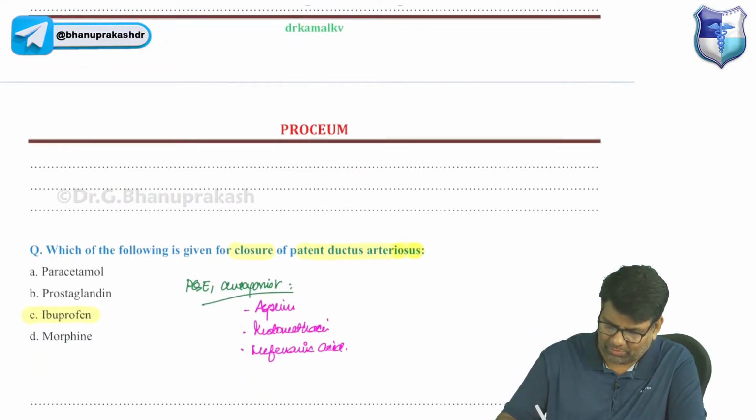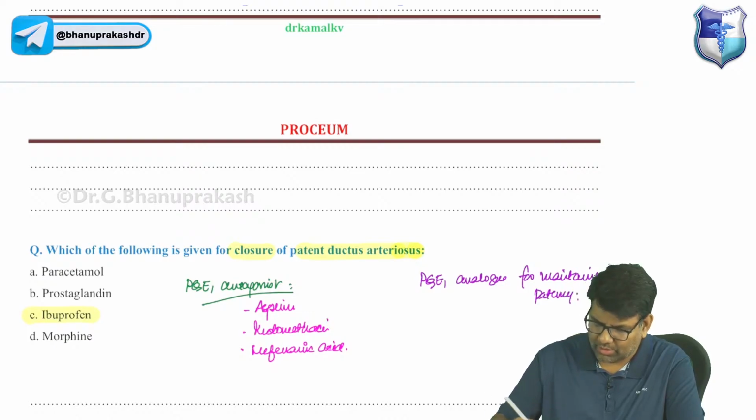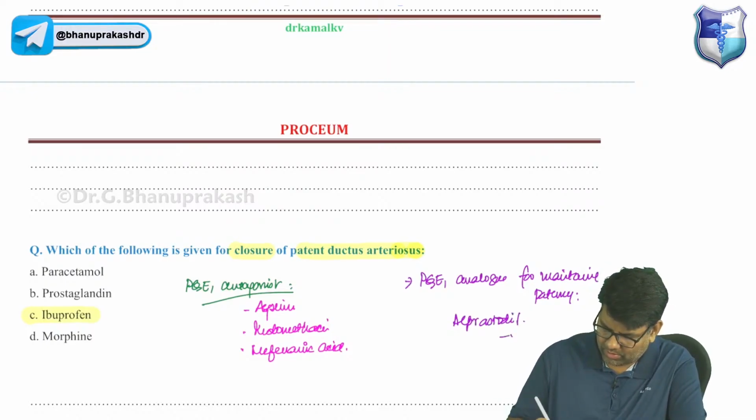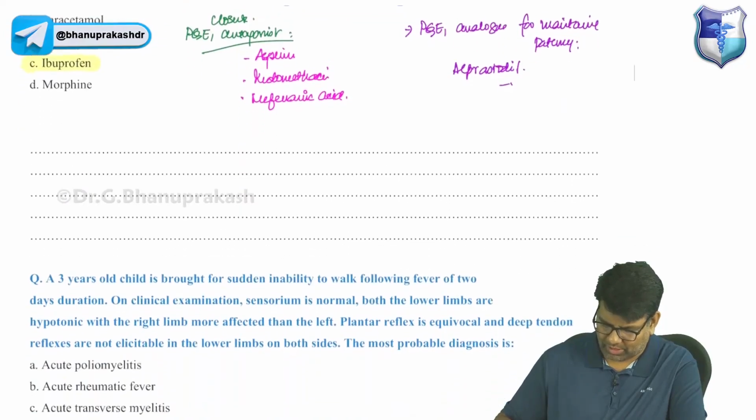Yes, if you want to keep it patent, then obviously we have to give a PGE1 analog, of course, alprostadil. So the first is for closure, and this is for maintaining. Yes, alprostadil.